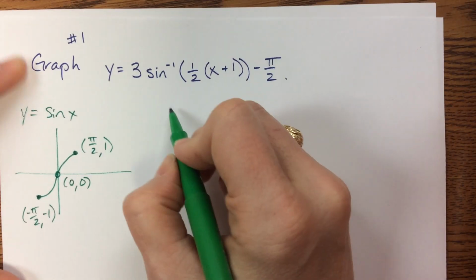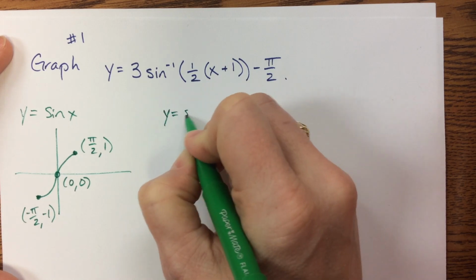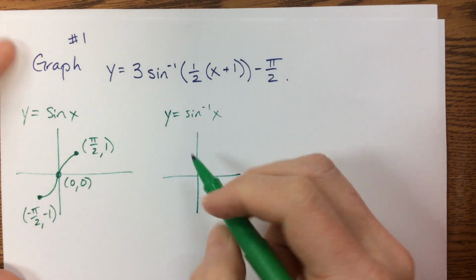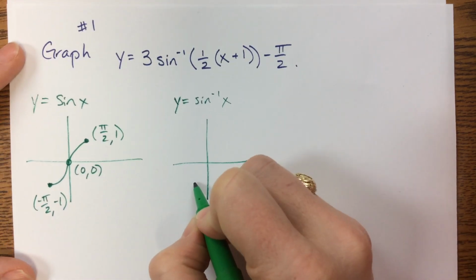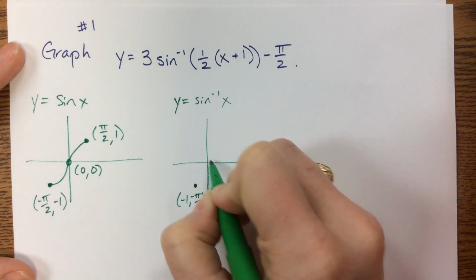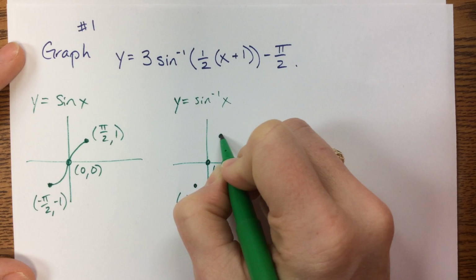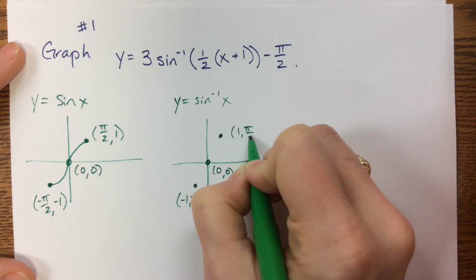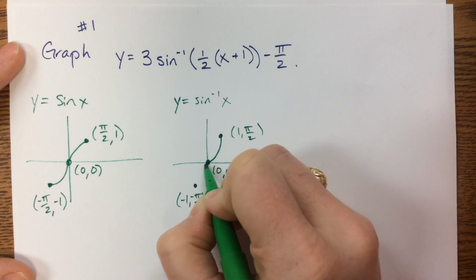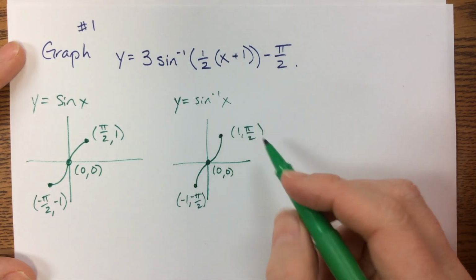And then once I have sine memorized, I can come along and find the inverse of sine. So I switch my x's and my y's. Now I'm at negative 1, negative pi over 2. I'm still at 0, 0. And I'm at 1, pi over 2. And my concavity has switched. So this is concave up, and this is concave down. And so this is the parent function for the inverse of sine.